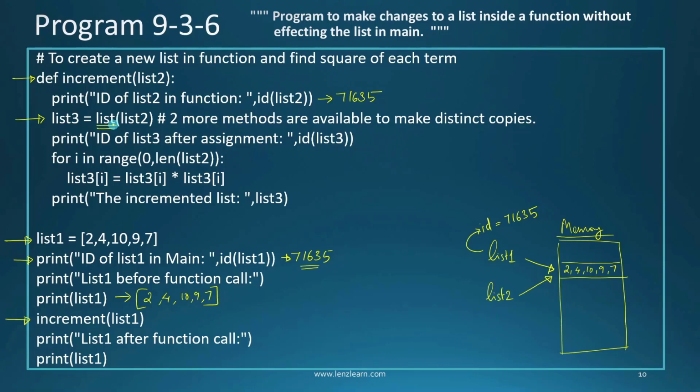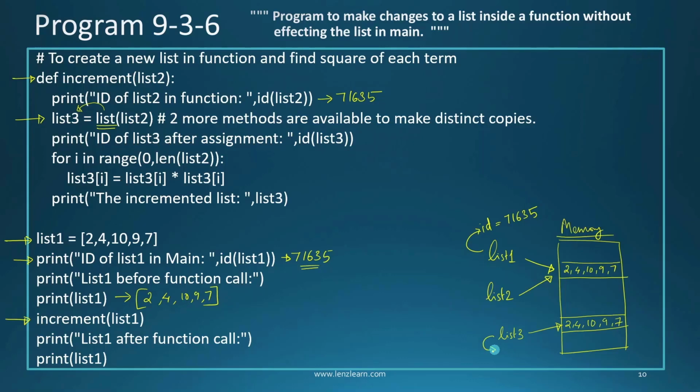Now the list function will recreate a list from the elements of list 2, and it will create a new list, list 3. The advantage here is that the list function will allocate a new memory unit. It will copy the same values, but this is going to be a different list. And now it will create a new variable list 3 that will be pointing to the new list.